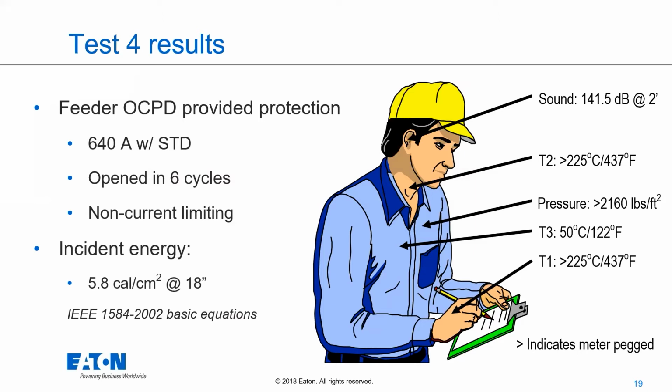As you can see, my sound level, 141.5 decibels. That's a lot. The pressure, right? We're at greater than 2160 pounds per square foot. That pressure, that 2160, that's the lung damage threshold, right? So there was enough pressure there that it could cause damage to the lungs.